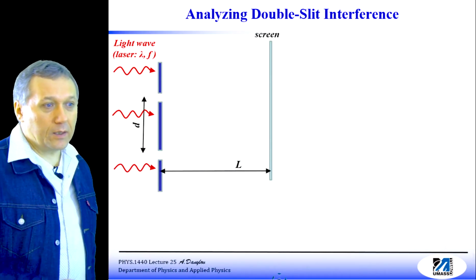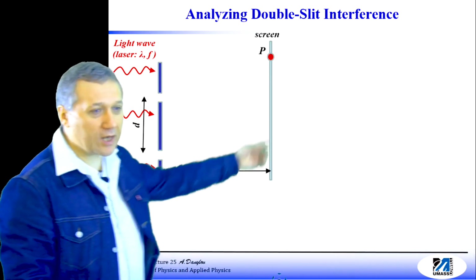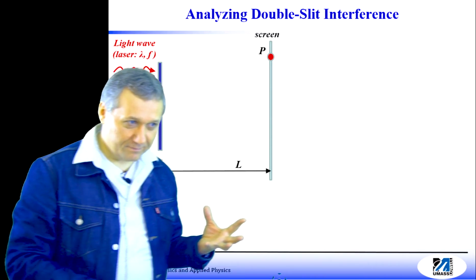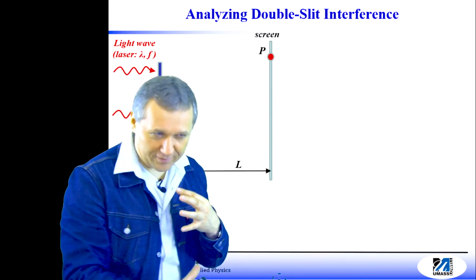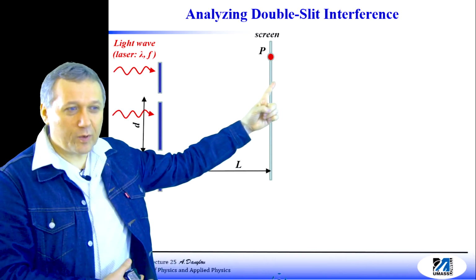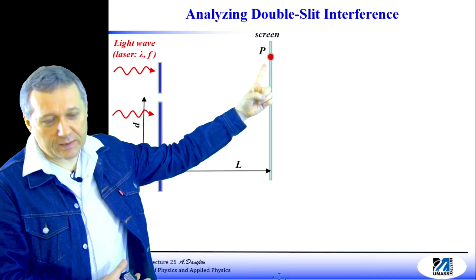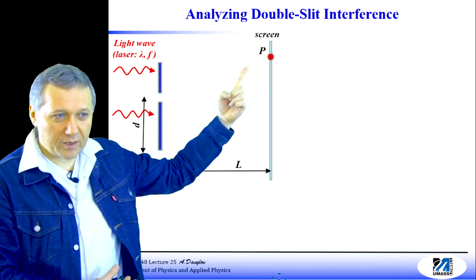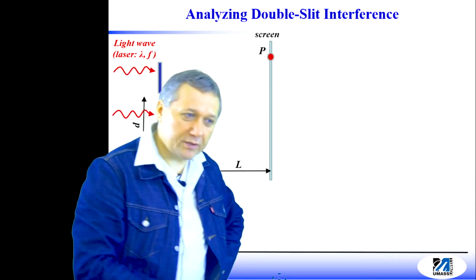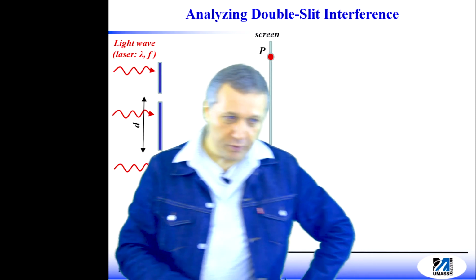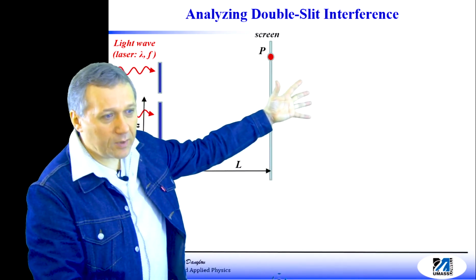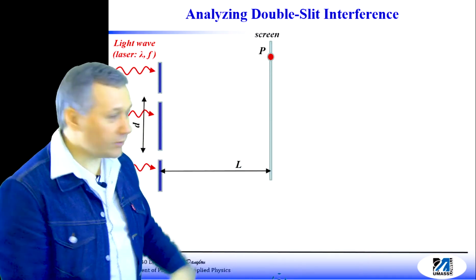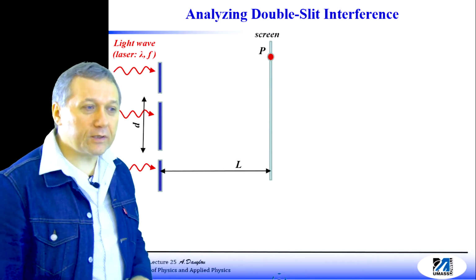Okay, so d and L, and now let's take a completely arbitrary point on the screen, point P, and we want to write the conditions at which we're going to see a bright spot at this point P. A bright spot means constructive interference, right? So we need to write down the conditions under which we're going to see constructive interference at that point P. Now we need to define its position relative to our system. First, let's use the angle.